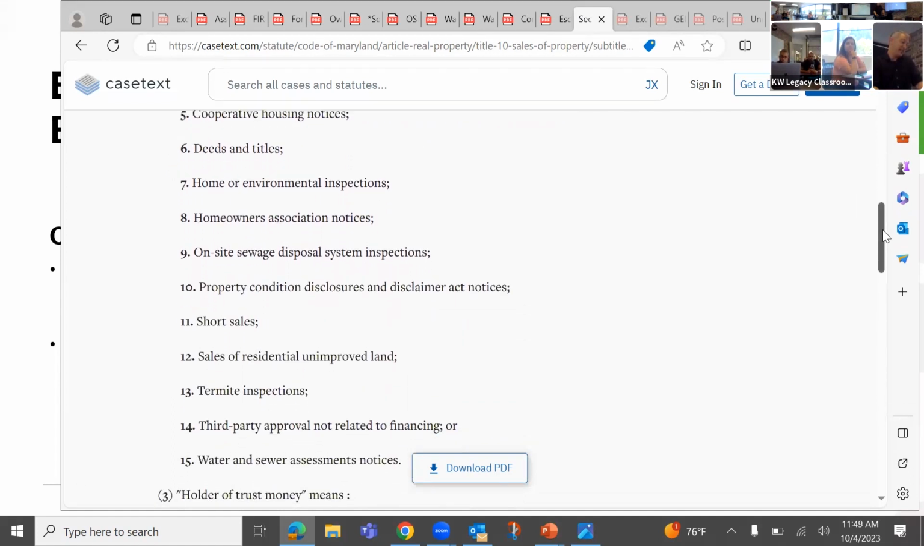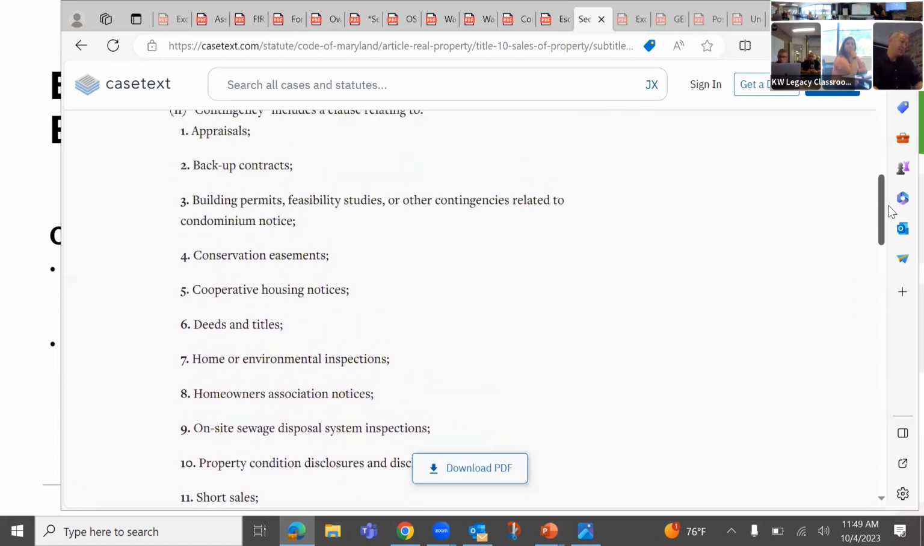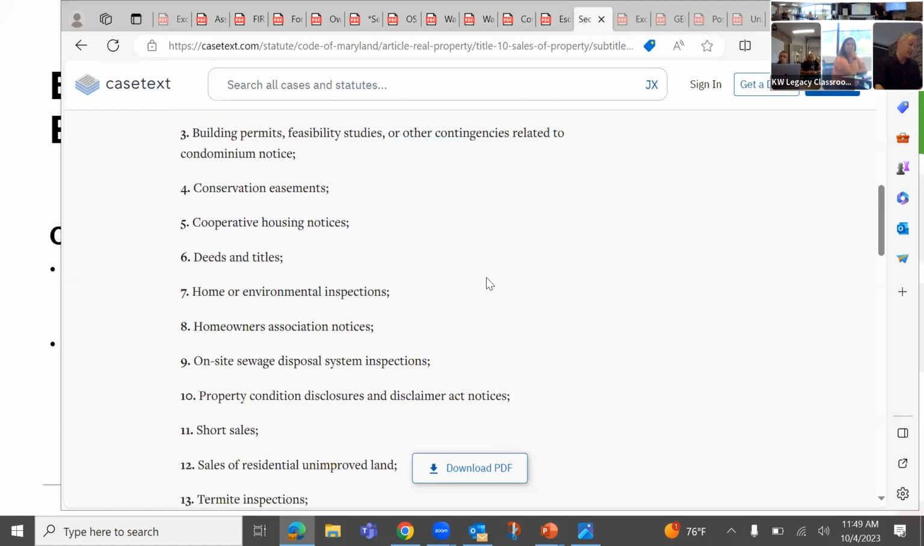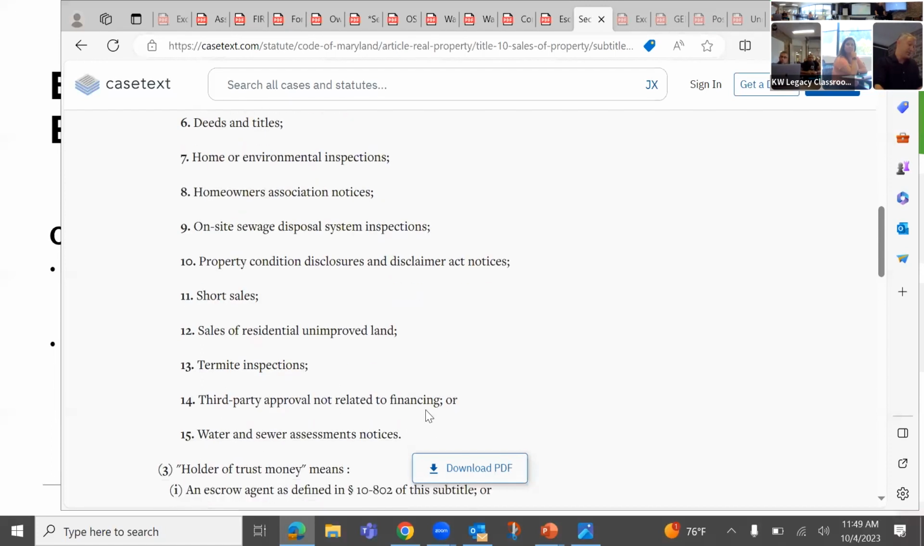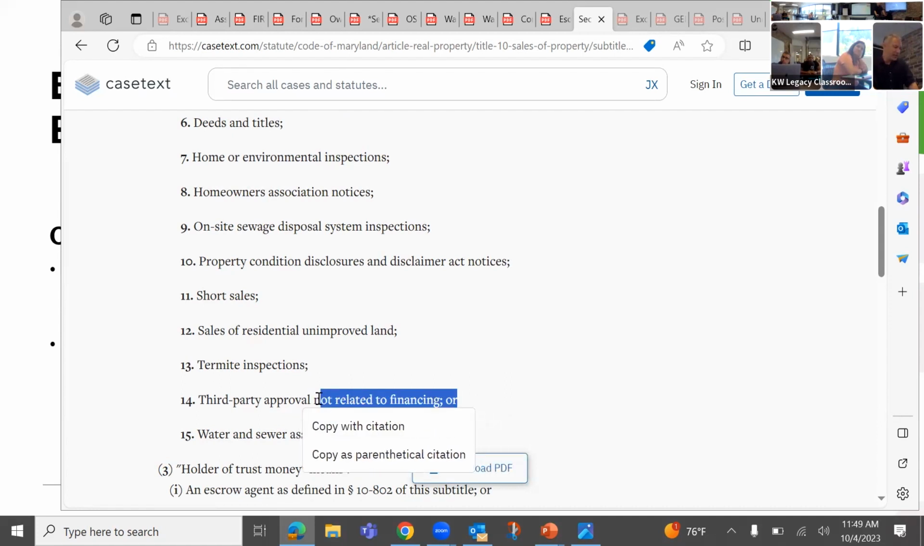This is 15 things. And it includes most of the big stuff, right? Home inspections, check. Appraisals, check. If you don't like the HOA, if you have HOA issues with the condo docs, short sale approval, all the fun notices that we just came up with, the water and sewer and forest conservation, all that stuff. But then I was reading a little closer. So, third-party approval not related to financing.